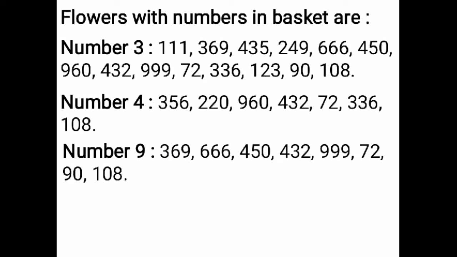Next, 666. The sum of the digits of the number 666 is 6 plus 6 plus 6 is equal to 18. 18 is divisible by 9, so the number 666 is divisible by 9. Okay, got it? After finding the tests of divisibility of 3, 4 and 9, you wrote all the numbers which are divisible by basket number 3, 4 and 9.